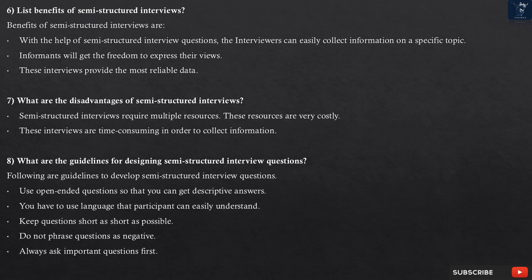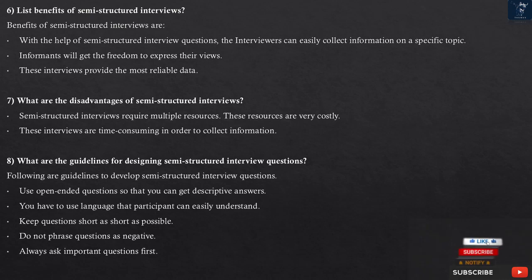7. What are the disadvantages of semi-structured interviews? Semi-structured interviews require multiple resources. These resources are very costly. These interviews are time-consuming in order to collect information.